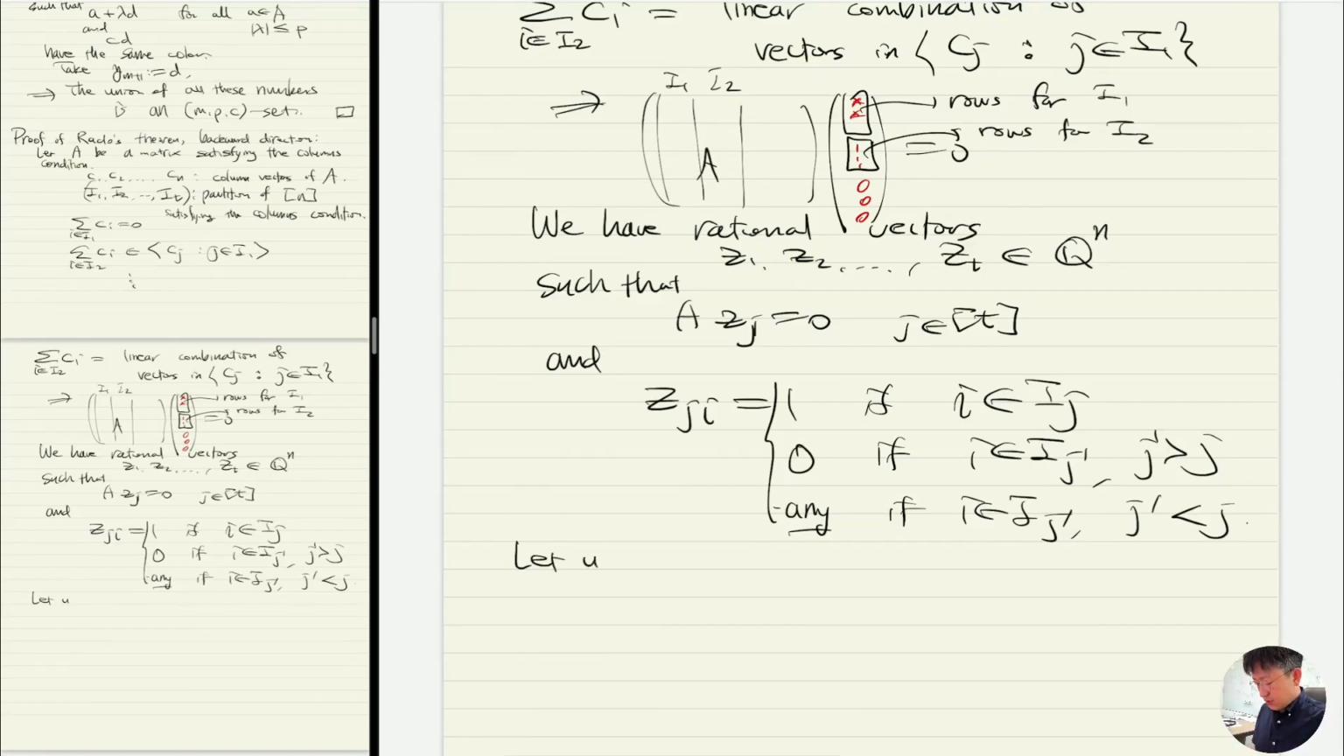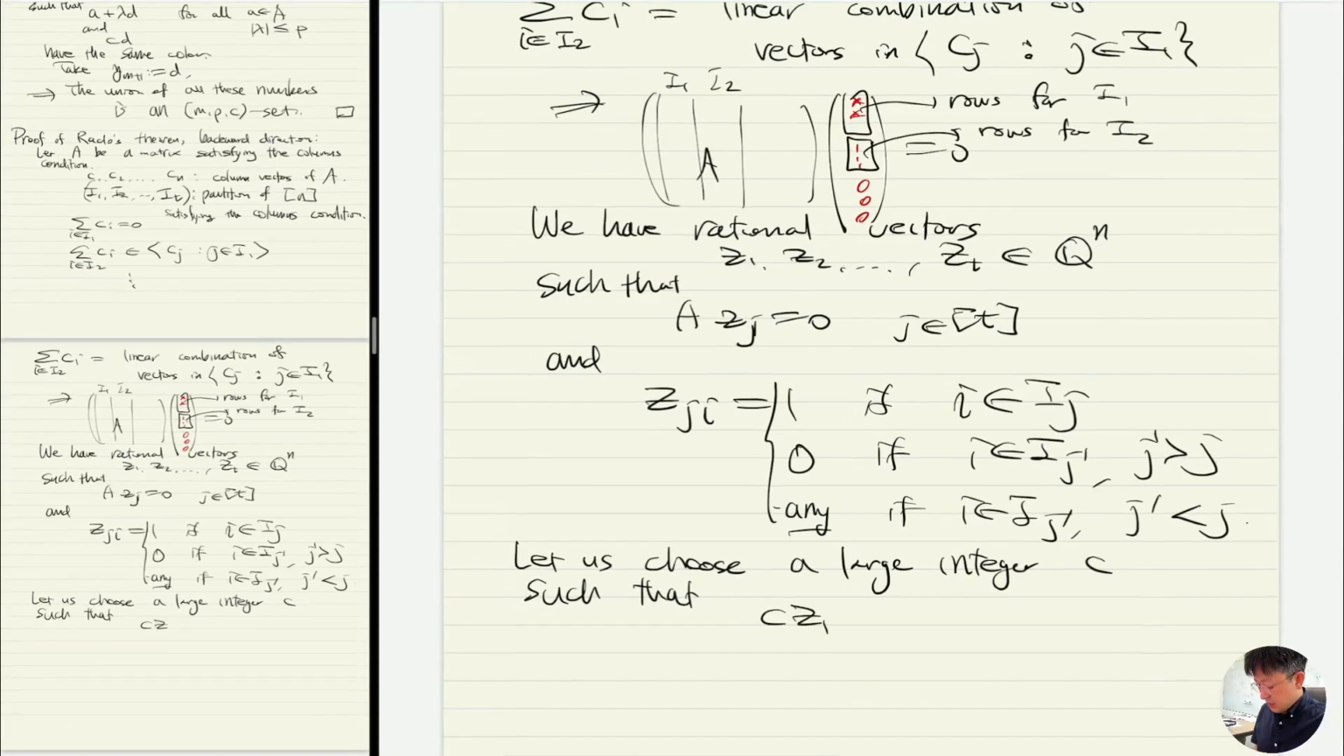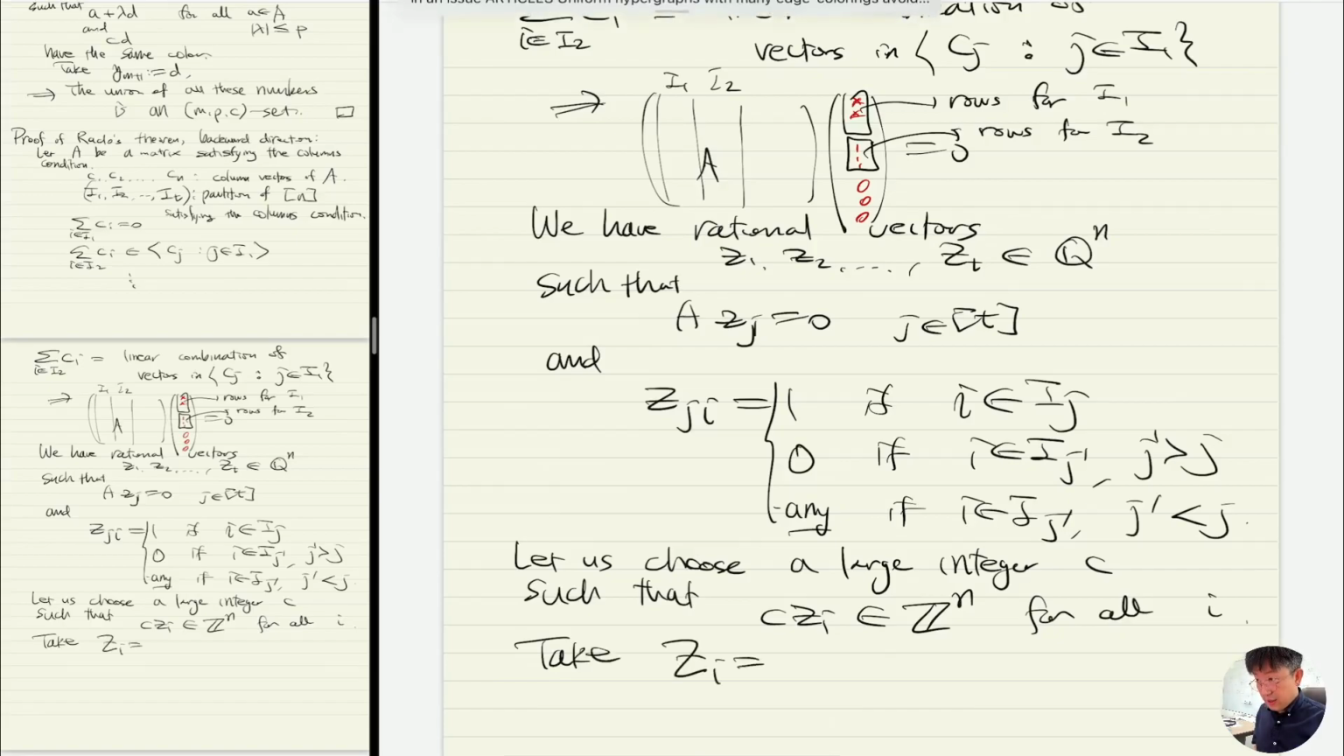So let us choose a large integer c such that c times Gi is now a rational integer vector. Why not? I mean, you can take the common denominator. Look at all the denominators and then multiply all of them. Then take capital Gi as c times Gi.